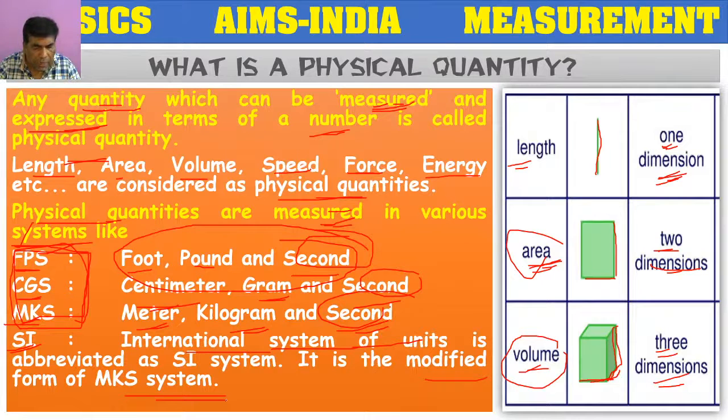Sir, what about sound? Is that a physical quantity? Because sound, we can measure sound. We can measure sound in the form of decibels. Sound can be measured. So sound is a physical quantity. Sound is a physical quantity.